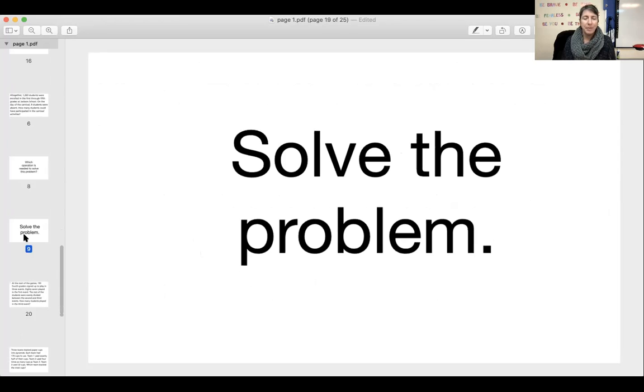Now solve the problem number 6 on page 119. How many students could have participated in the carnival activities?